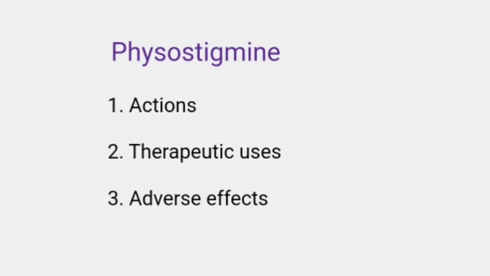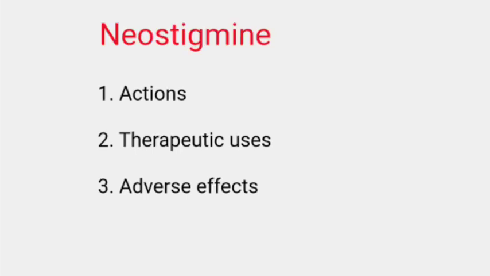Now we move towards neostigmine. Neostigmine is a synthetic compound that is also a carbamic acid ester and reversibly inhibits acetylcholinesterase in a manner similar to that of physostigmine. What is the action of neostigmine?